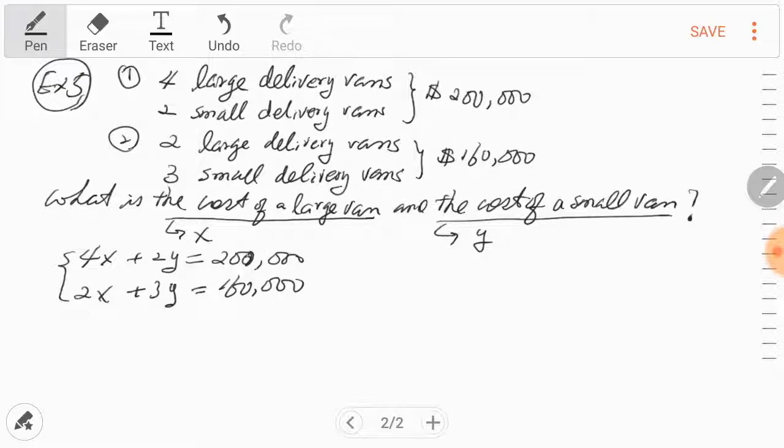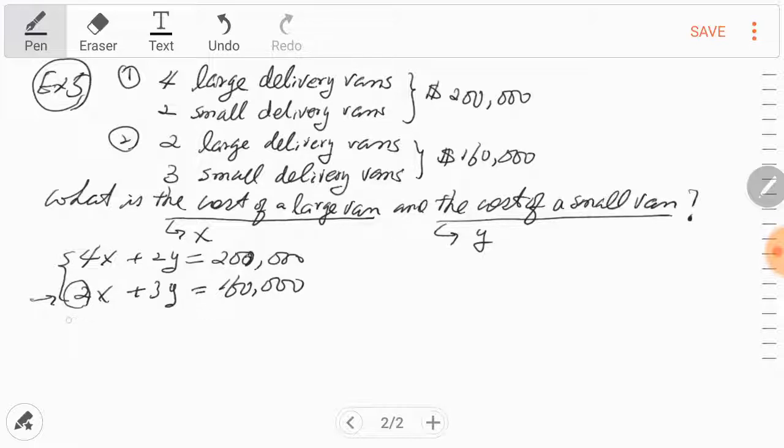So we just wrote 2 equations that represent the total cost of 4 large vans and small vans. Okay, then we can solve this by using elimination or substitution. But elimination is better because the coefficient of x is 4 and 2. So we can change the second equation, the coefficient of x, to negative 4 and add 2 equations. So why don't we multiply the second equation by negative 2?